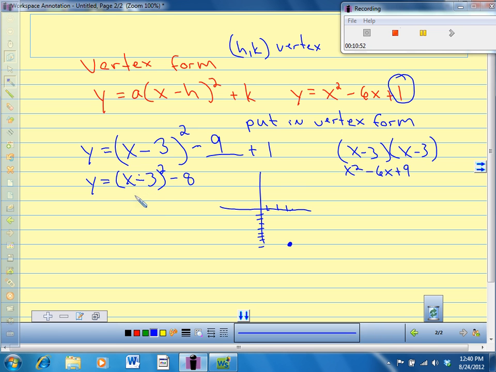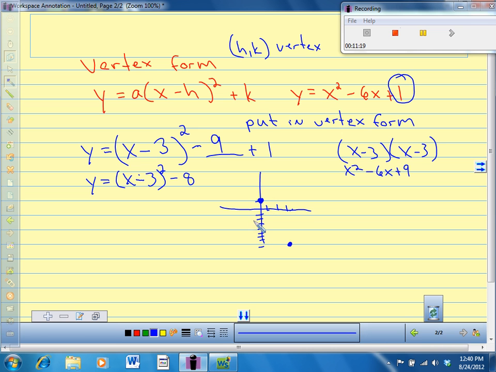Why is it? Because the formula is x minus h. So h is positive 3, but since this is negative, k, but it's plus k, so k is negative. Okay? And the y-intercept I could get from over here. See, it's not negative 8. Okay? So the y-intercept is 0, 1 right there.